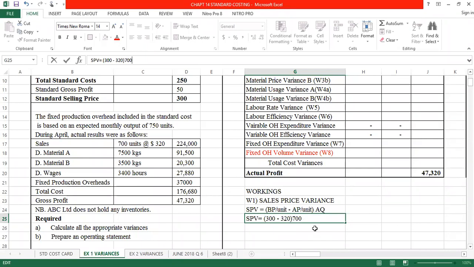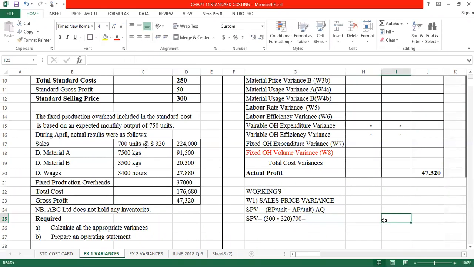So outside the bracket, you multiply by 700. So maybe somebody can give me the answer. The answer is, you always start with the one that is more. The one that is more is 320. 320 minus 300, you start with the one that is more, times 700. So what do we get? 14,000.